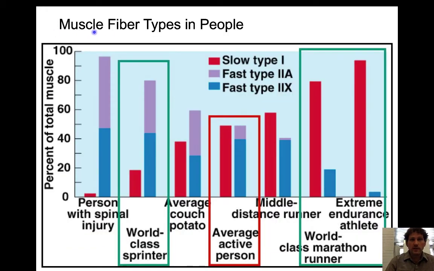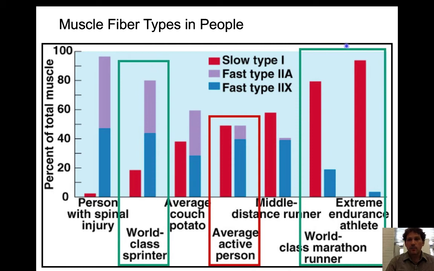So if you look at a dispersal of the range of people, and if you were to look at a world-class sprinter, you would probably see much fewer slow type 1 fibers and a lot more of a concentration of these fast type fibers over here. And so on this left side, we can see a percent of our total muscle. So these fast type fibers are going to be in much higher concentration.